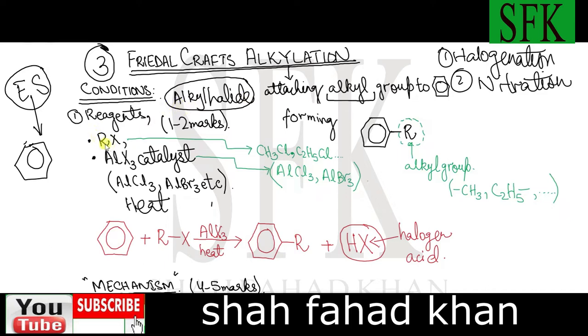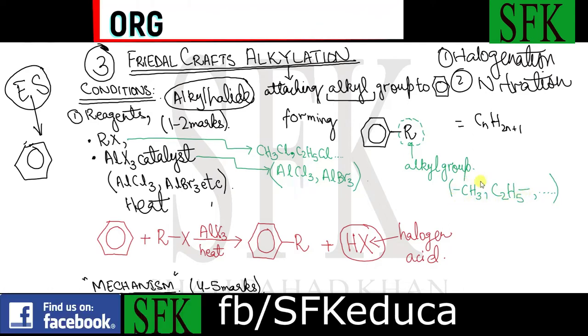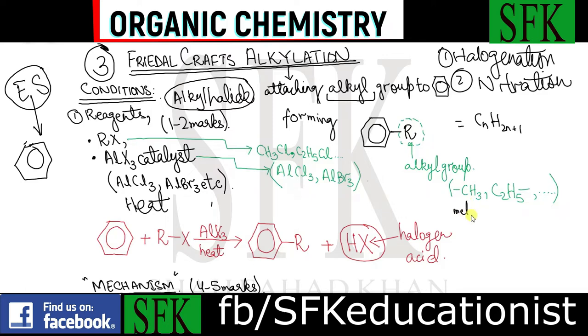So the R over here represents an alkyl group. An alkyl group is any group which has a general formula of CnH2n+1. C represents the carbon, H represents the hydrogen, n is any integer. For example, if the value of n is 1, CH3 will be the alkyl group. If the value of n is 2, C2H5 will be the alkyl group. This CH3 one-carbon alkyl group is known as the methyl group. The 2-carbon alkyl group is known as the ethyl group, and so on. Propyl and then butyl and so on.